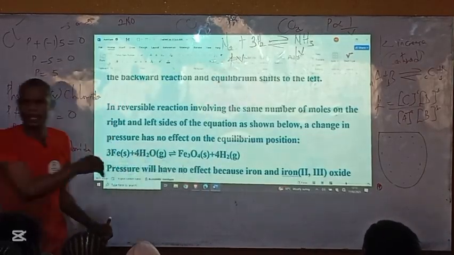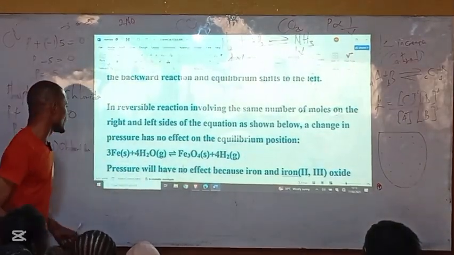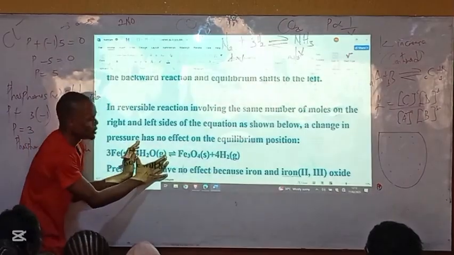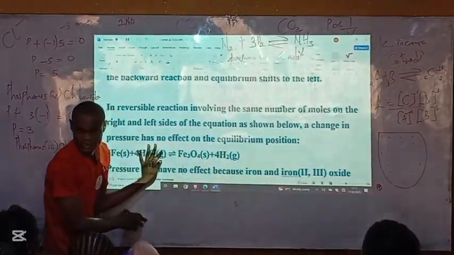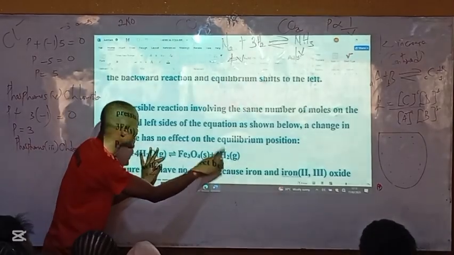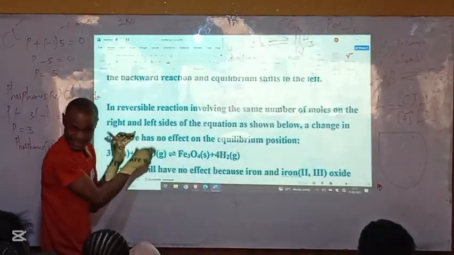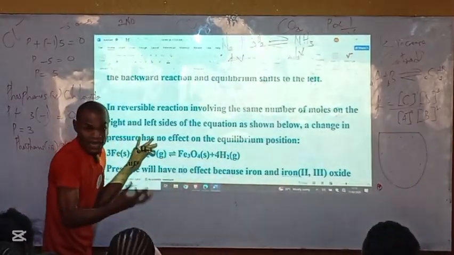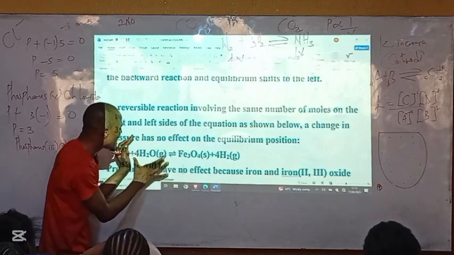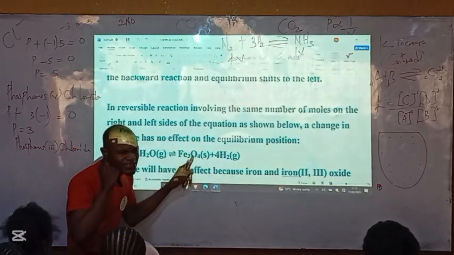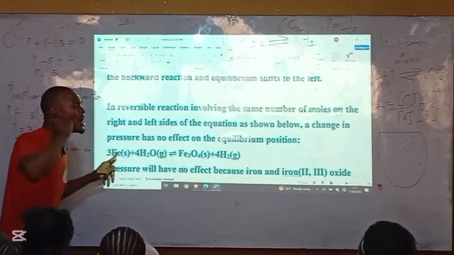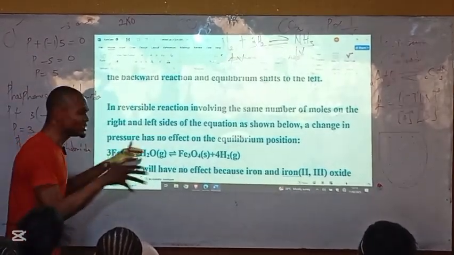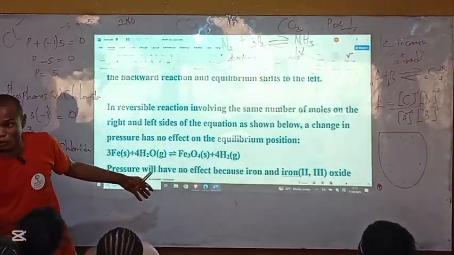Now, look up. Where are your gases here? Is this not a gas? Where is your gas in the product here? Hydrogen is a gas. H2O here is the steam, right? Water in vapor form. This is gas. So pressure does not affect solids. You only deal with the gaseous reactant and gaseous product.